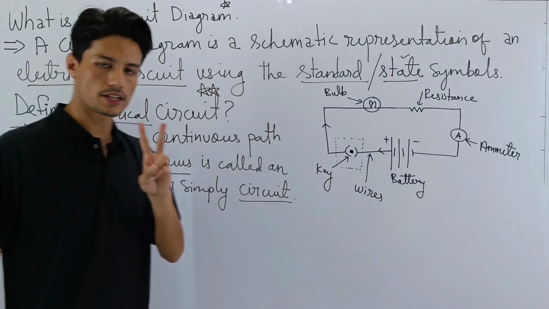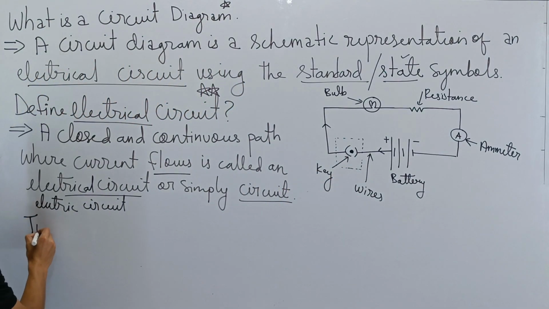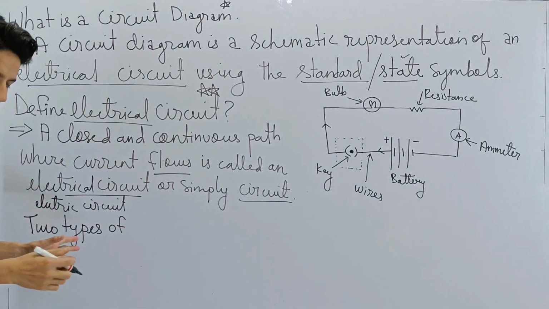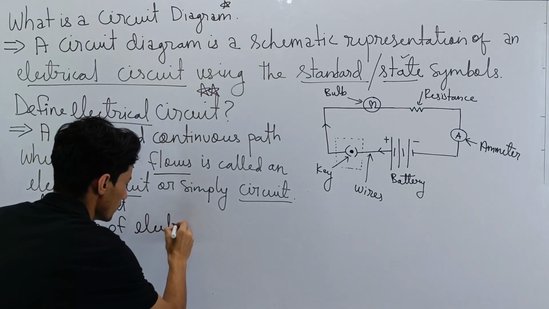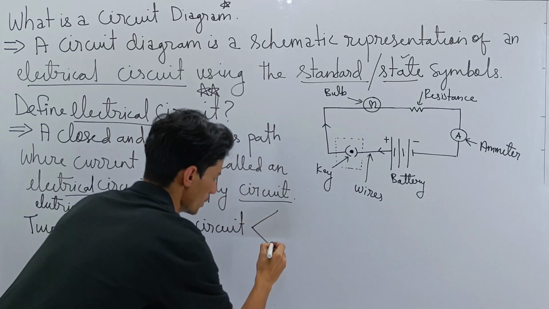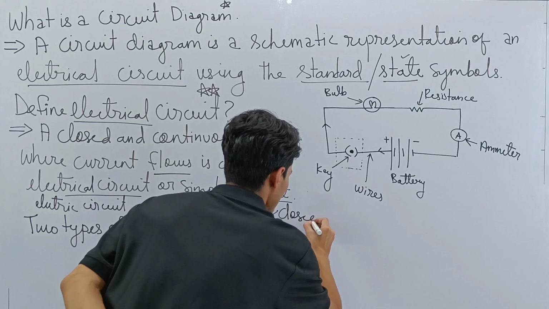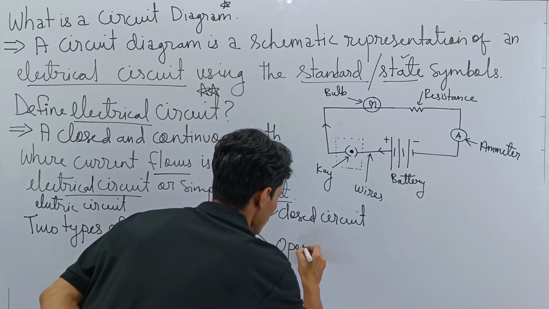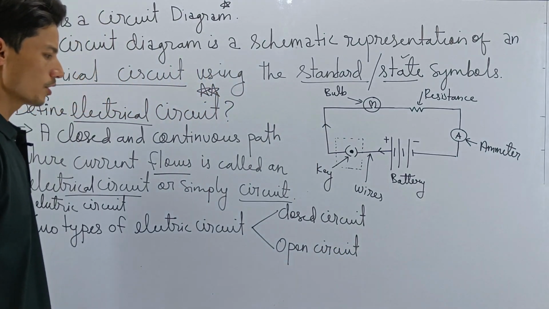Now there are two types of electric circuit. One is called closed, the other is called open. I'm writing this down so that it will serve as notes for you. Two types of electric circuit. What are those? We have the closed circuit and we have the open circuit.